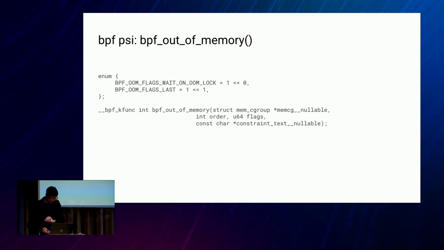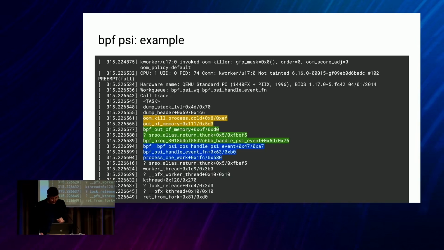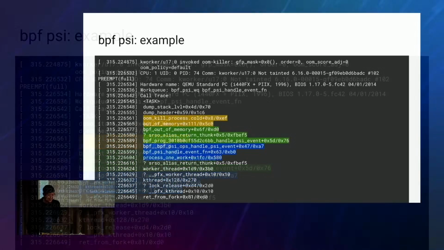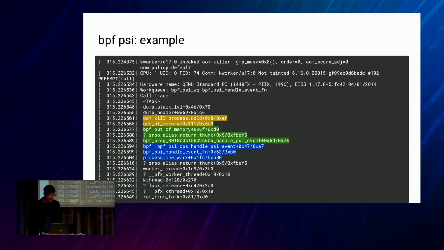So let's see how it works in practice. This is a demask output from a test program, where you can see that PSI trigger is executed from a context of a work, painted in blue, and then it calls a BPF program, which is in green, and it actually calls into out of memory function, which is the main entry point for the kernel OOM killer.